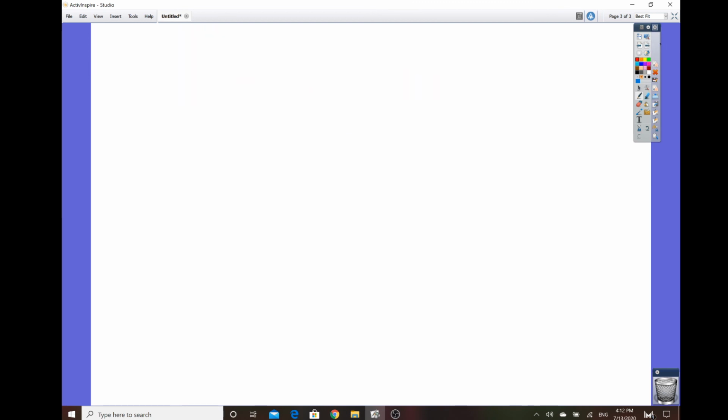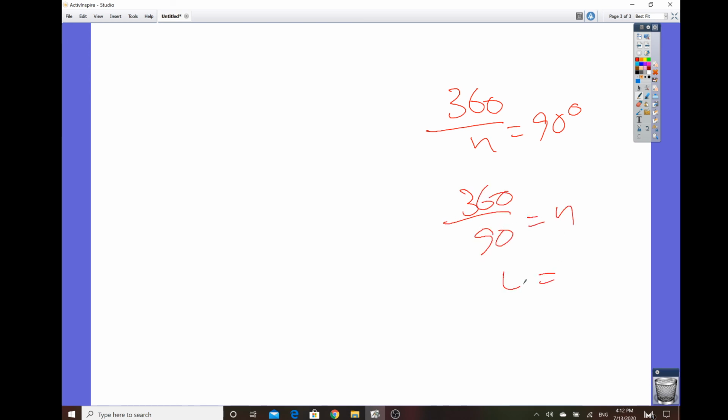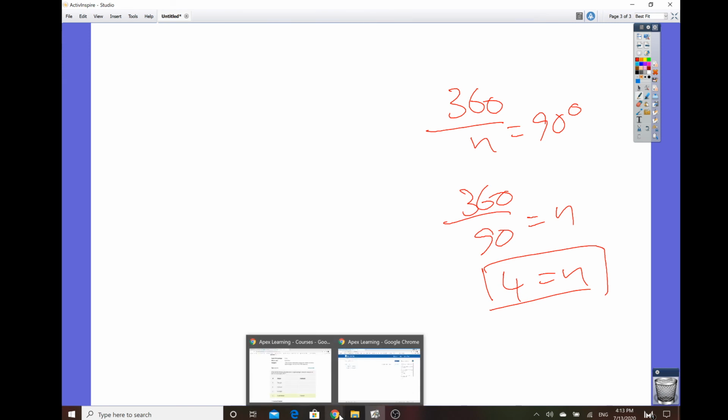So let me just open up a new slide. 360 over n equals 90, because the measure of all the exterior angles of a regular polygon is 360. So 360 divided by n, in other words 360 divided by 90, and then solve for n. So n is 4. So it's a quadrilateral, a 4-sided regular figure. Okay, going back.